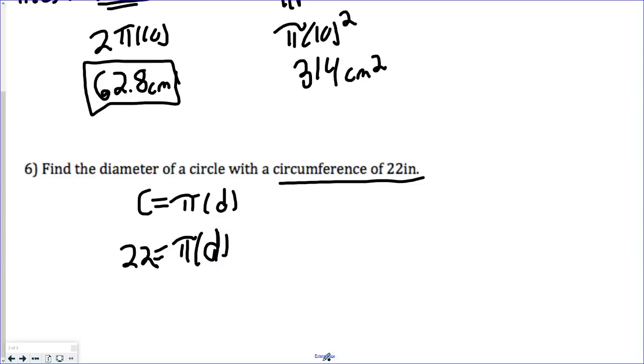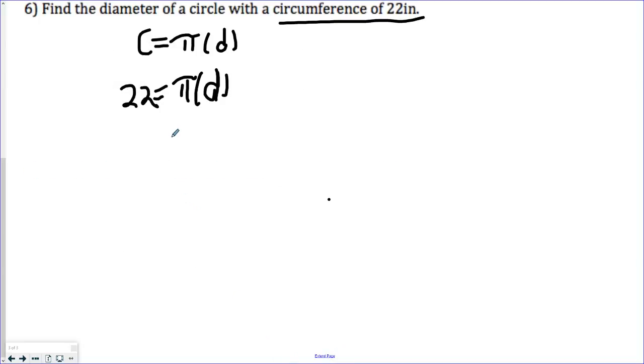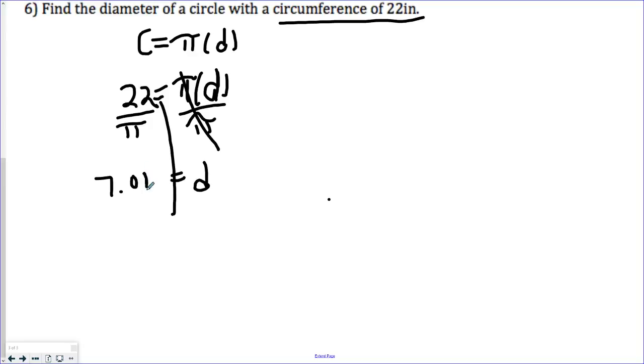Now I want to figure out what the diameter is. I want to solve for D. Well, that just means I have to divide by pi. Because remember, even though pi looks like a variable, it is still a number. It's 3.14. So you can divide and multiply it just like you would anything else. So again, I'm going to use 3.14 as an approximate. And so if I do this here, the pi's will cancel. I'll be left with diameter is equal to roughly 7.01 inches. Would be my label.